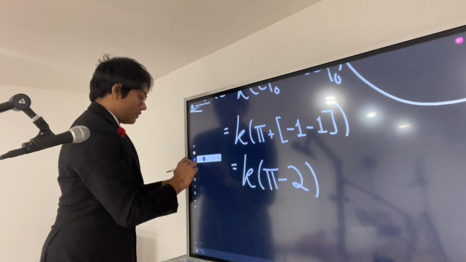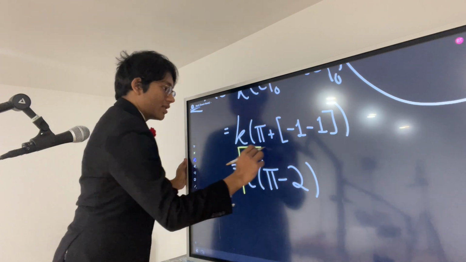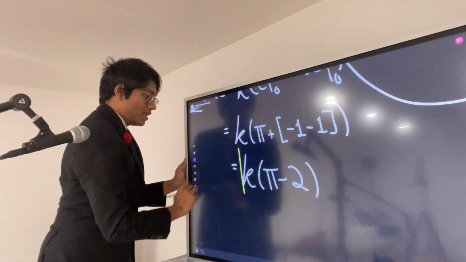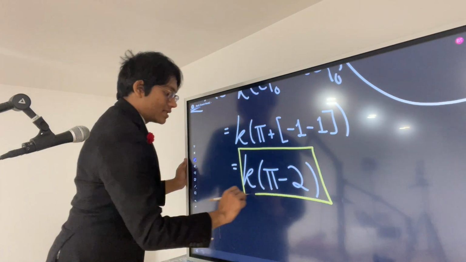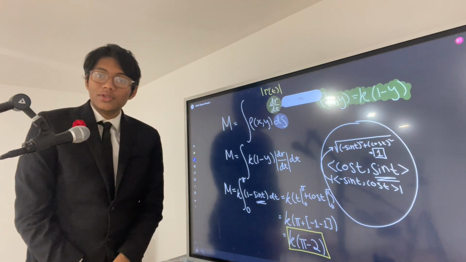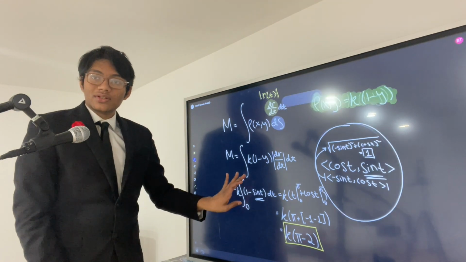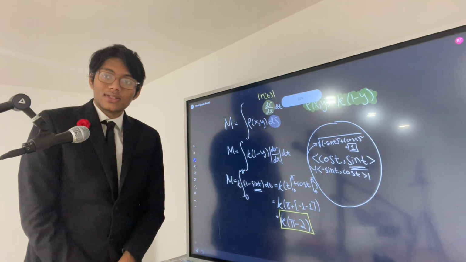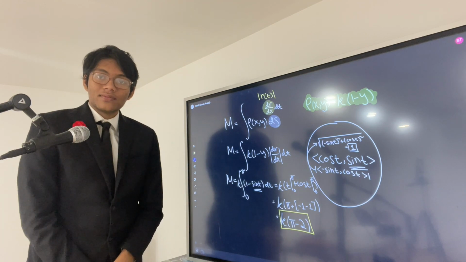Oh gosh. Hopefully we can get a thinner marker. There we go. K times pi minus 2 is the mass of my variable density wire. Okay? And no units here. We're not doing physics. We're doing differential calculus, differential equations, and a bit of vector calculus as well.